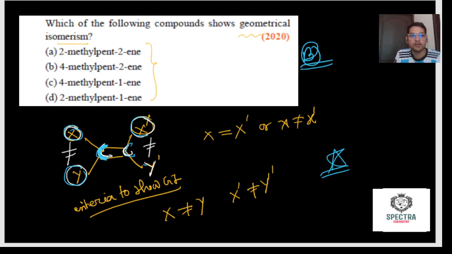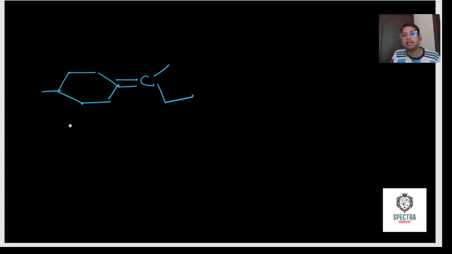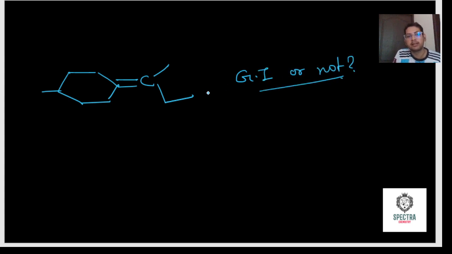Very quickly, I am giving you a question to do. You have to tell me whether this molecule will show geometrical isomerism or not. Tell me in the comment section whether this molecule can show geometrical isomerism or not. And if possible, you can do the IUPAC name of this molecule also. So this is a kind of homework for you. Now let's go to the next question.